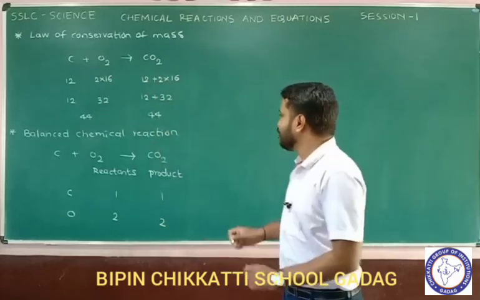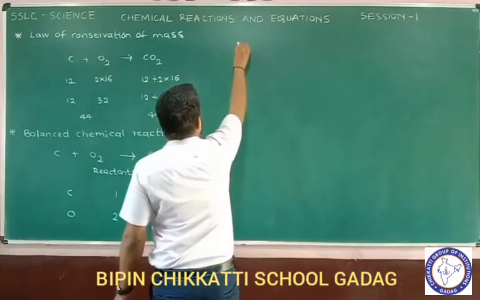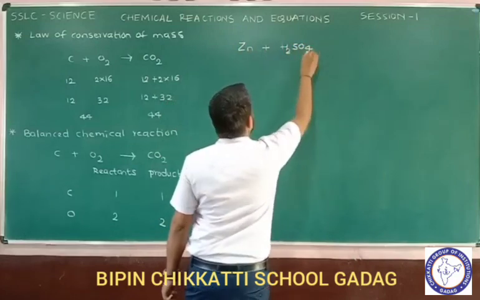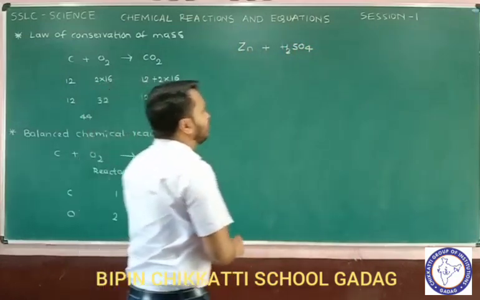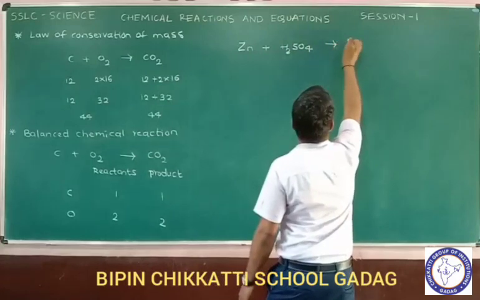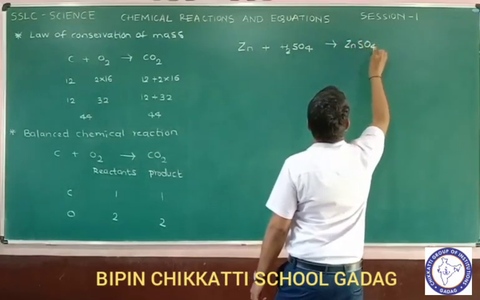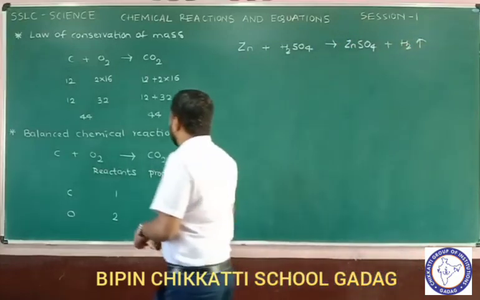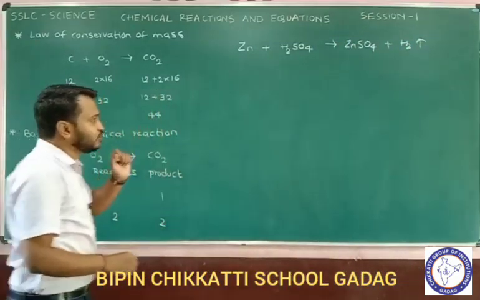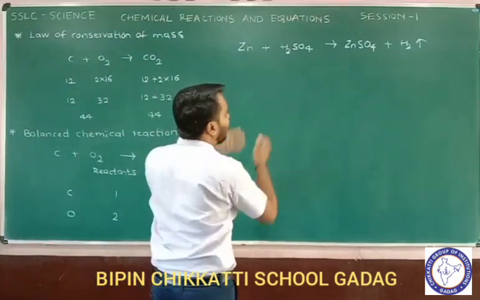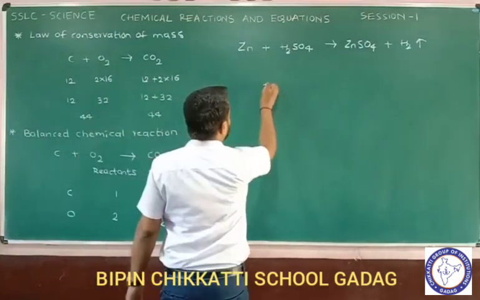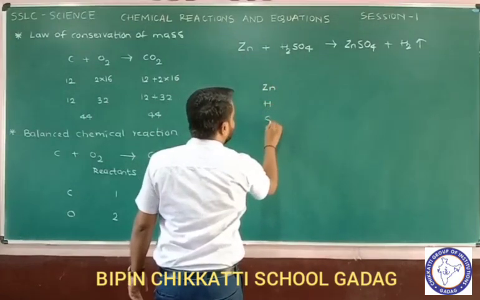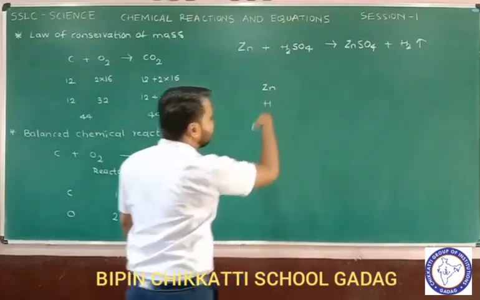One more example I am going to consider, which I discussed already. When zinc reacts with dilute H2SO4, I hope we can guess the products. One will be ZnSO4 and the other is the liberation of a gas called hydrogen. Now we'll see whether it is balanced or not. For that I am going to consider all the elements of this reaction: zinc, hydrogen, sulfur, and oxygen.